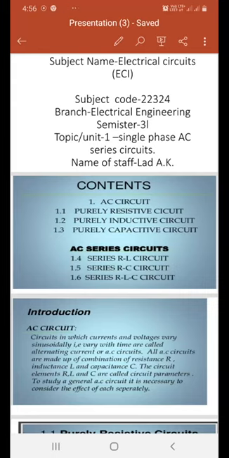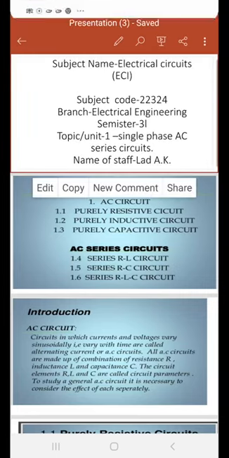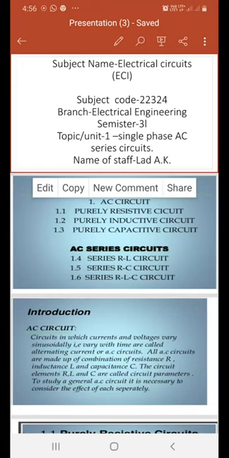Second year electrical engineering. Subject name: Electric Circuits, in short called ECI. Subject code 22324. Branch: electrical engineering, semester 3I. Topic: single phase AC series circuit. Myself, my name is Lad AK.